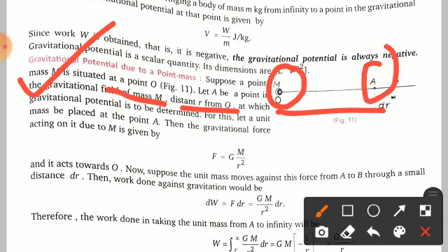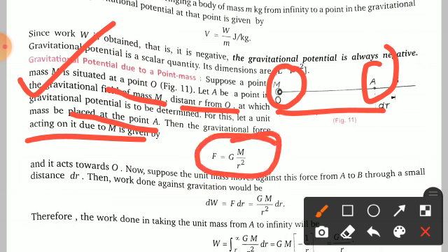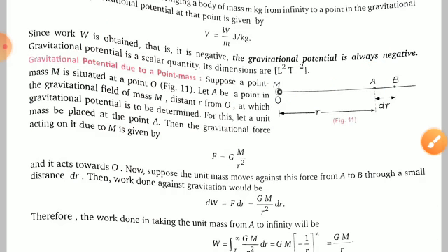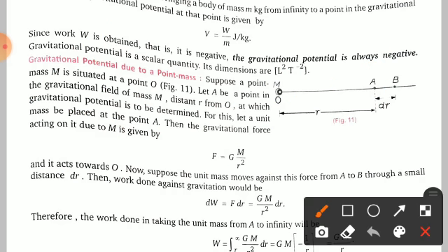Fine. So for this, let a unit mass be placed at point A. Then the gravitational force acting on it due to m is F equals GM by r square, and it acts towards O. Now let us suppose the unit mass moves against this force from A to B, displaced through a small distance dr. Then the work done against gravitation would be how much?